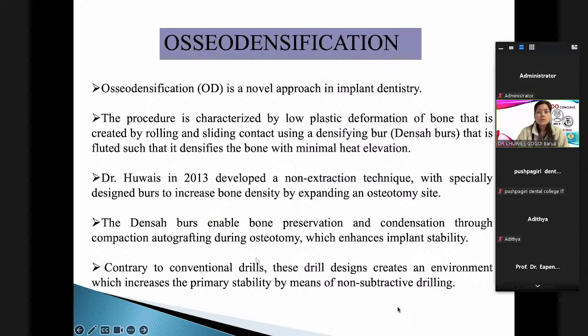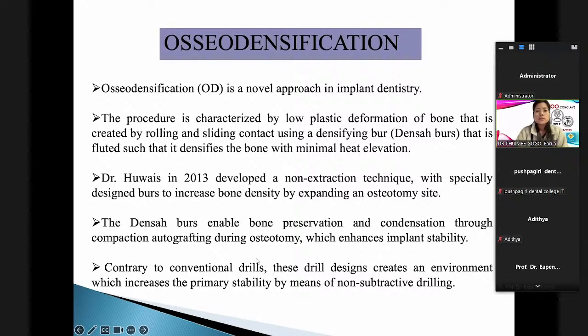Now, what is osteodensification? It is a novel approach in implant dentistry. The procedure is characterized by low plastic deformation of the bone that is created by rolling and sliding contact using a densifying bur, a Densah bur that is fluted such that it densifies the bone with minimal heat elevation.